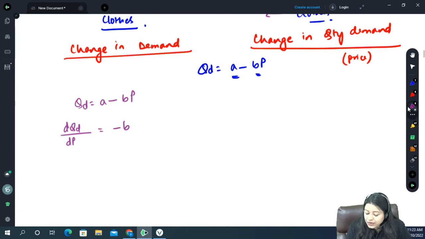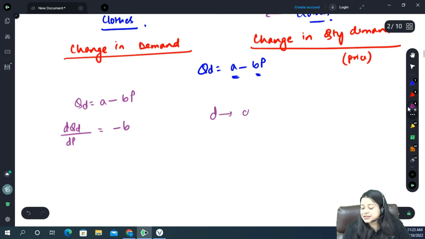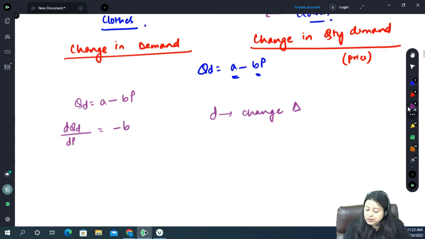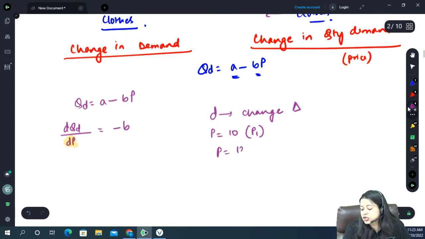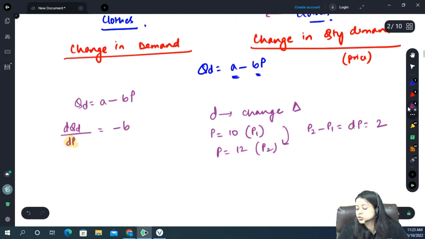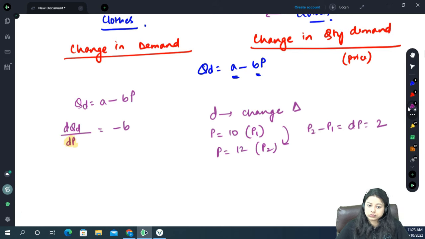And what is this D? D basically is the change. Or we can represent this using this triangle. So basically what I'm saying, if your price is changing, DP is the change in the price. What is the change in the price? Earlier, suppose price was 10 rupees, P1. Now the price has changed to 12 rupees, P2. So this is the change in the price. What is the change in the price over here? P2 minus P1. This is DP, which is 2. Is this clear?